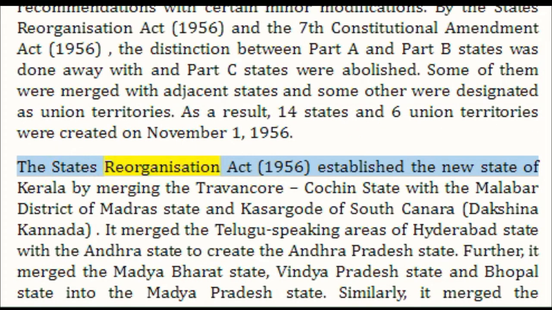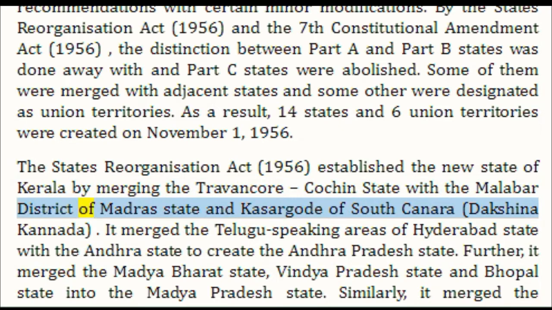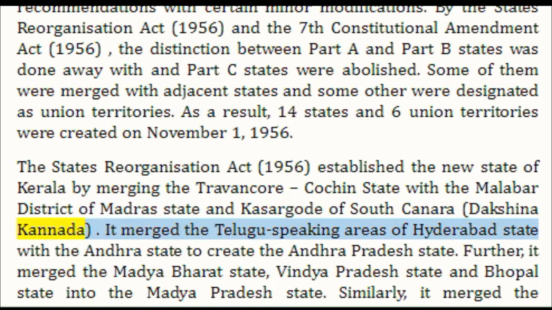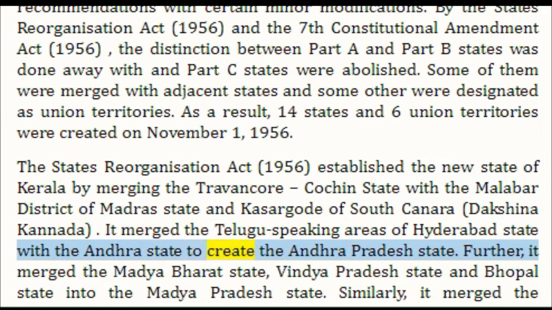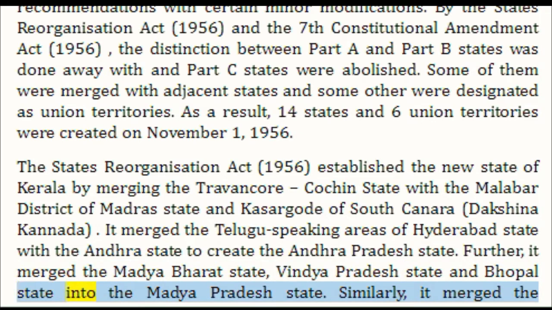The States Reorganization Act, 1956, established the new state of Kerala by merging the Travancore-Cochin state with the Malabar district of Madras state and Kasargod of South Kannada, Dakshina Kannada. It merged the Telugu-speaking areas of Hyderabad state with the Andhra state to create the Andhra Pradesh state. Further, it merged the Madhya Bharat state, Vindhya Pradesh state, and Bhopal state into the Madhya Pradesh state.